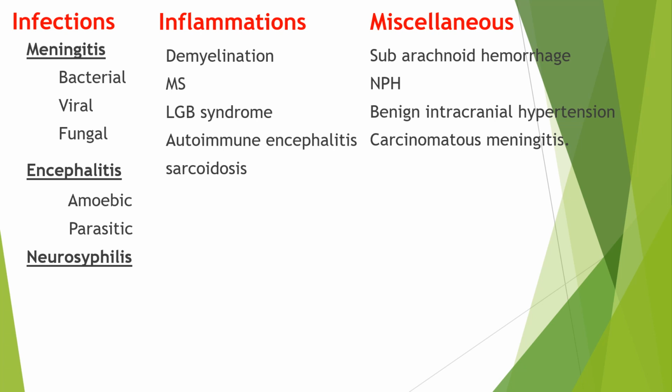Whenever the imaging doesn't confirm the diagnosis of subarachnoid hemorrhage, but one still suspects subarachnoid hemorrhage, lumbar puncture is indicated. For diagnosis and treatment of normal pressure hydrocephalus, lumbar puncture has to be done. To relieve and diagnose intracranial hypertension of benign nature, repeated lumbar punctures may be done. And for diagnosis of carcinomatous meningitis also, we do lumbar puncture or spinal fluid study.